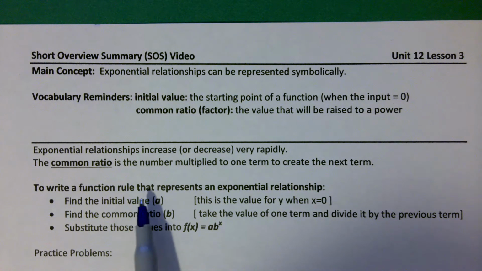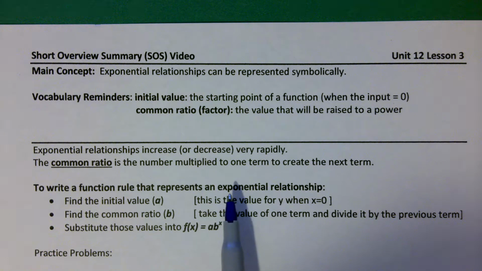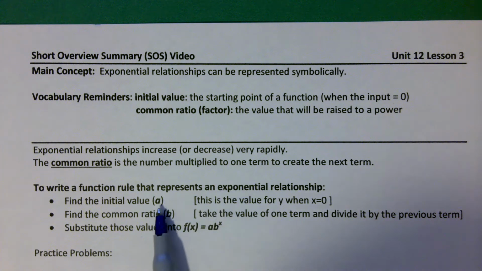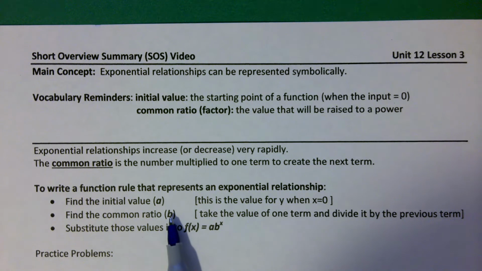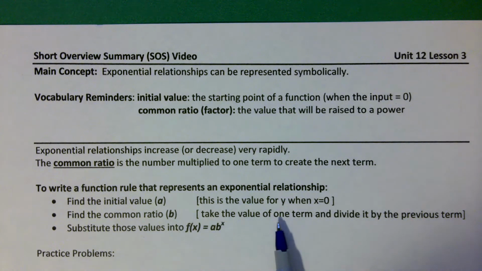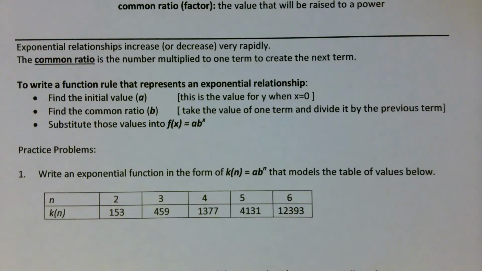When we write a function rule that represents an exponential relationship, we first find the initial value, a. That's the value for y when x equals 0. Then you find the common ratio b. Take the value of one term and divide it by the previous term, just like we did in a geometric sequence. And then you substitute those values in f of x equals a b to the x power. All right, let's try that with a few practice problems.